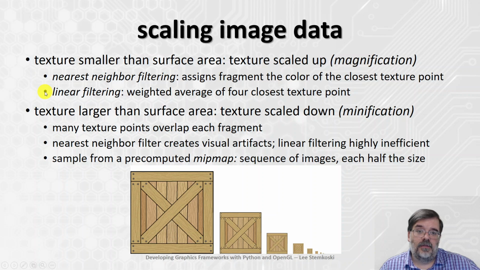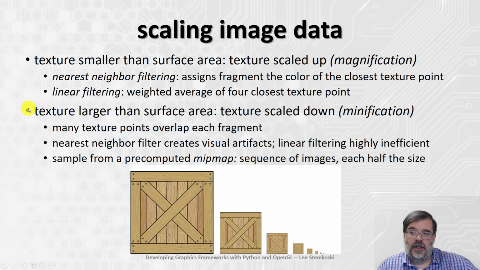More commonly used for magnification is linear, or sometimes called bilinear filtering. The idea behind this algorithm is that for any point on the surface, it calculates the 4 closest points on the texture and then calculates a weighted average of those points. And this causes the color to be smoothed as it's enlarged.